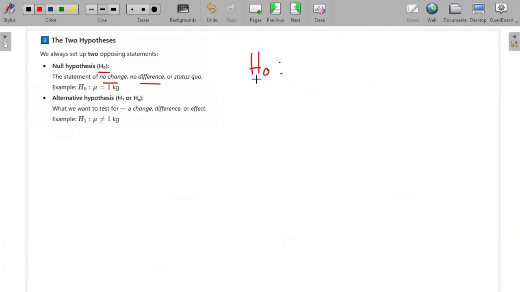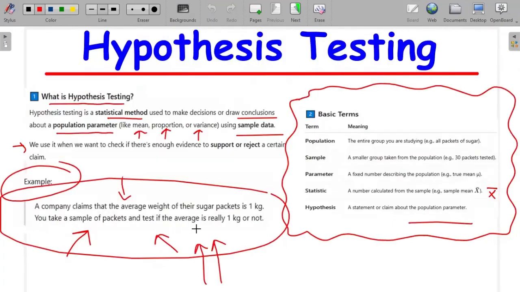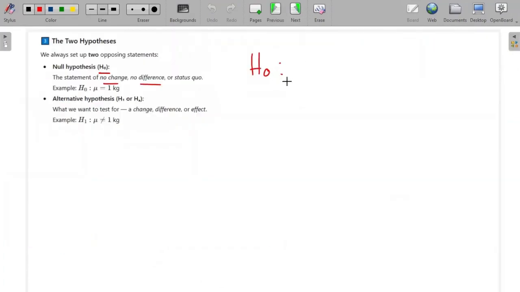It is represented by H naught. For example, in this case for these packets of sugar, I can say my null hypothesis is that the population mean is equal to 1 kg for those packets. The alternative hypothesis will be the opposite of the null hypothesis. It will be a statement of change, difference, or effect. The alternative hypothesis is indicated by H1.